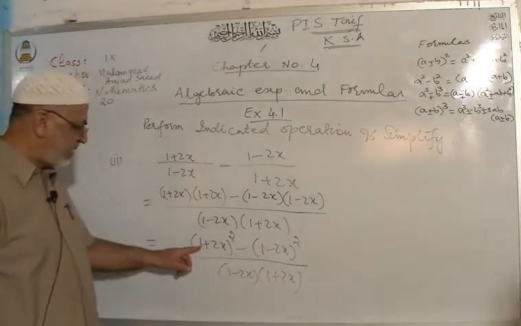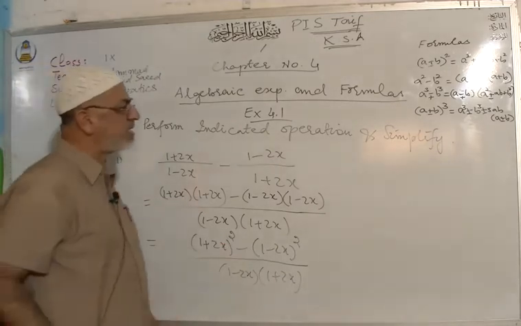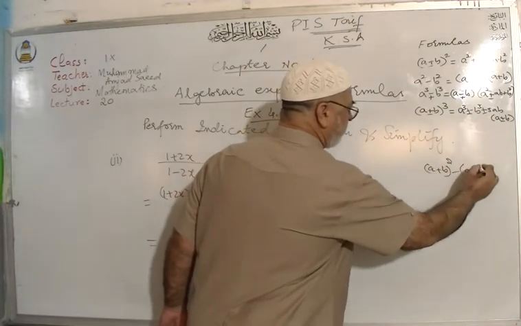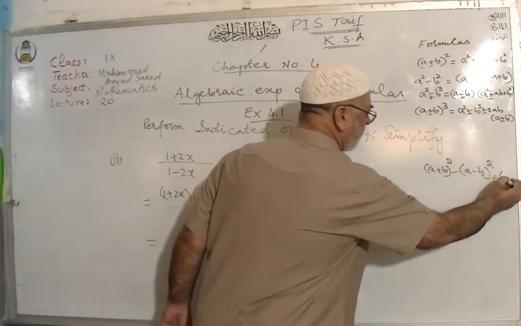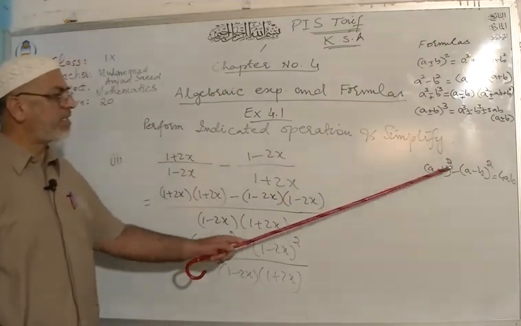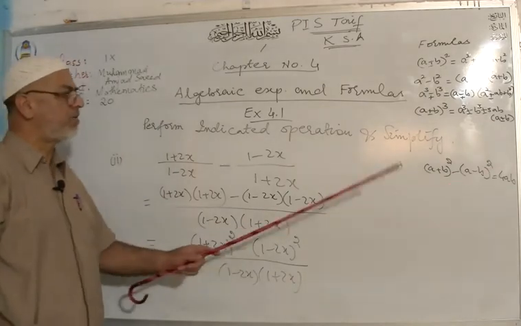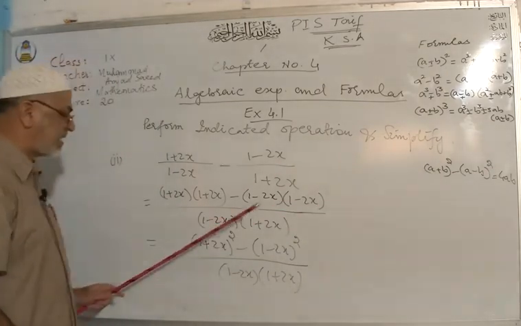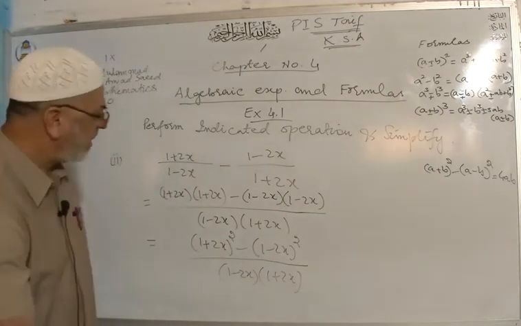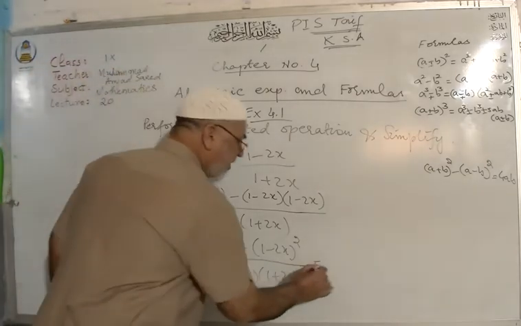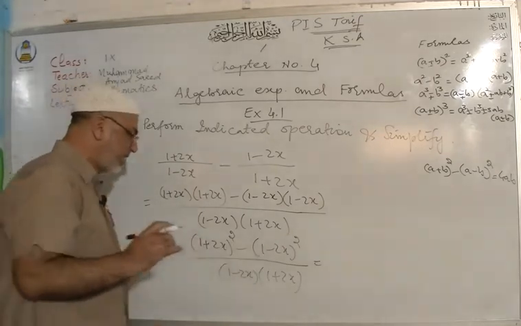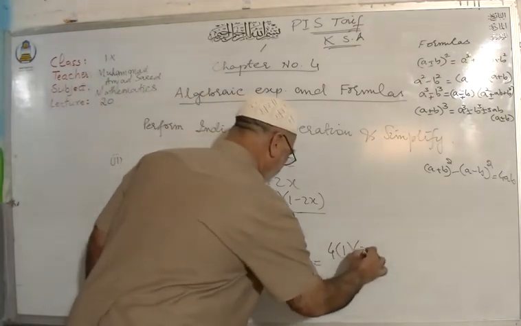Here is the formula: a plus b whole square minus a minus b whole square. Remember that I have written this formula before we start our exercise. This was your required formula. A plus b whole square minus a minus b whole square is equal to 4ab. Same formula, same terms, but there is a negative sign in the center. Okay? So what will you write down? 4ab. A mean 1, b mean 2x. Here is a, this is b. 4a and b.